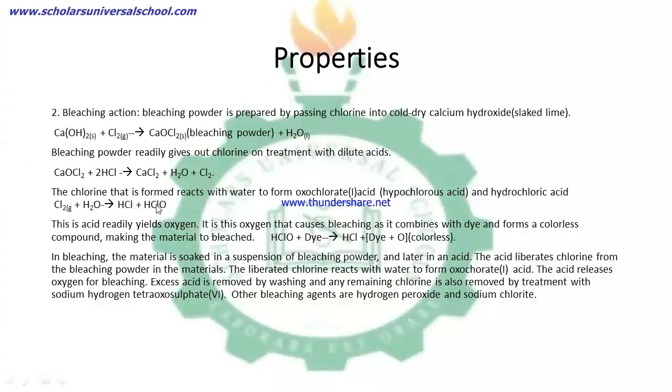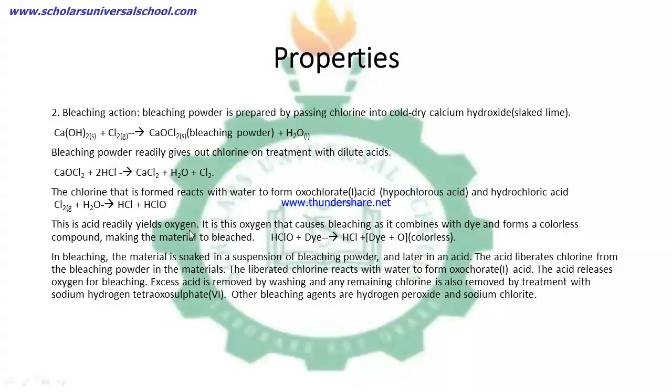Now the chlorine produced from this reaction reacts with water to form chloric(I) acid, which is also known as hypochlorous acid. In the process, hydrochloric acid is also formed. This is the equation showing the reaction: Cl2 plus water, that means chlorine reacting with water to form hydrochloric acid and hypochlorous acid, which is also the chloric(I) acid.